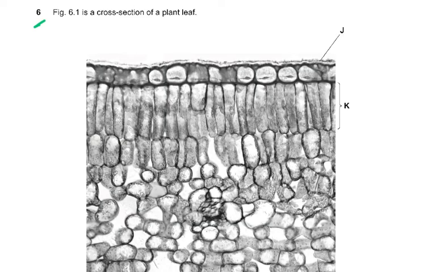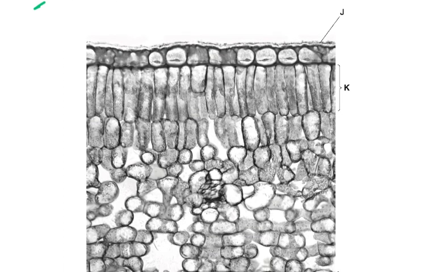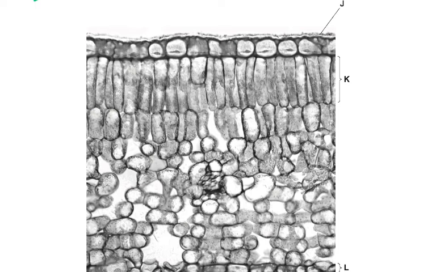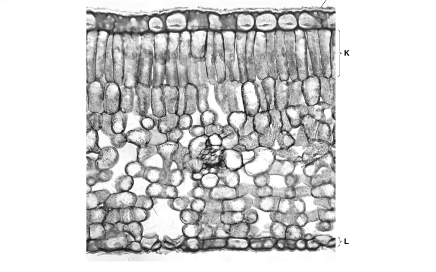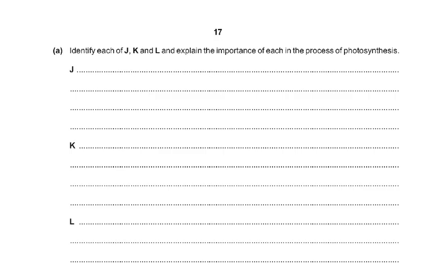Then coming to question number 6, figure 6.1 is a cross section of a plant leaf. You can see J, it's a cuticle, it can allow light to pass through. K is the palisade mesophyll, it contains chloroplasts, so absorbs light. L is the lower epidermis, which contains the guard cells and the stomata, and that is for the carbon dioxide in and oxygen out. So you were supposed to identify each of J, K, and L and explain the importance of each in the process of photosynthesis.